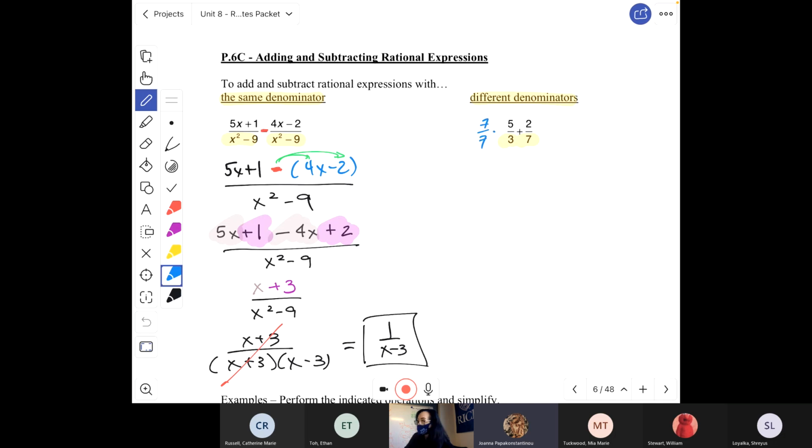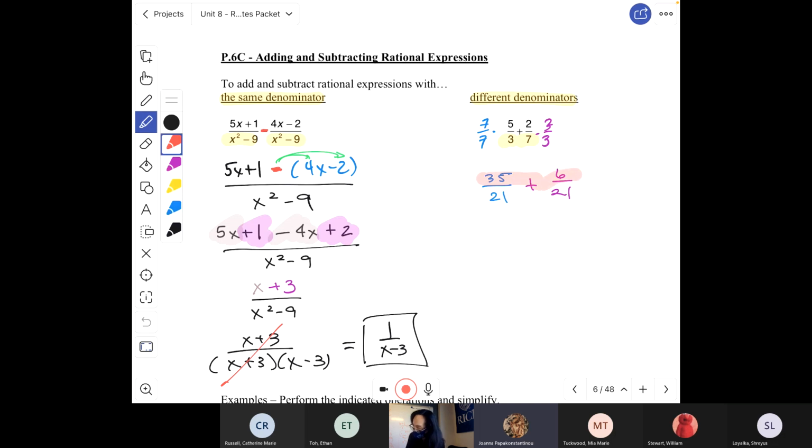7 over 7, and thank you, because I'm multiplying by 1, so it is 7 over 7. And what am I multiplying the second fraction by? 3 over 3. So my first fraction now becomes 35 over 21 plus 6 over 21. I have a common denominator now, so I can just perform the operation in the numerator.